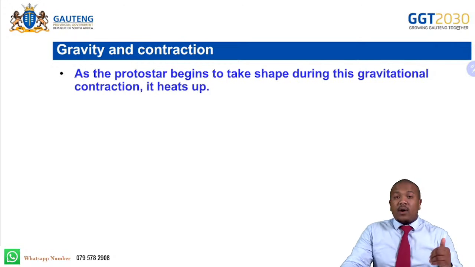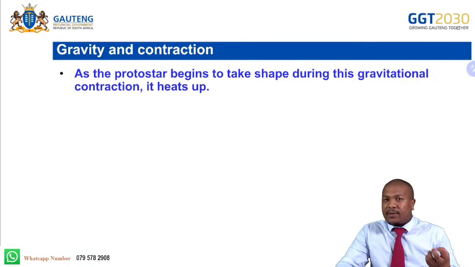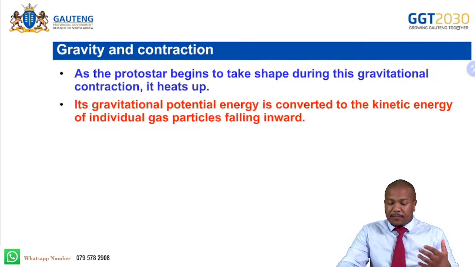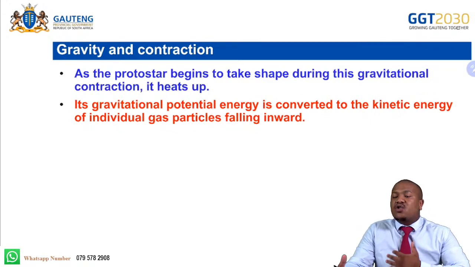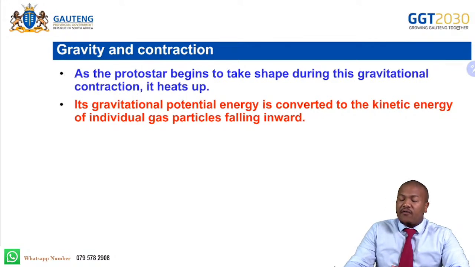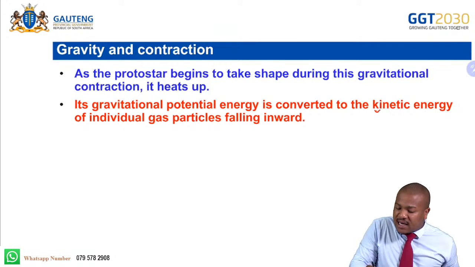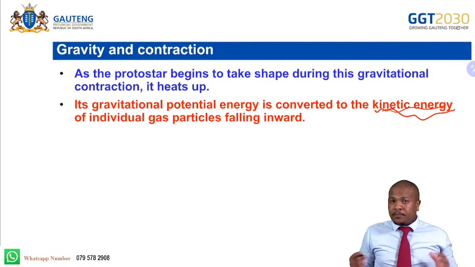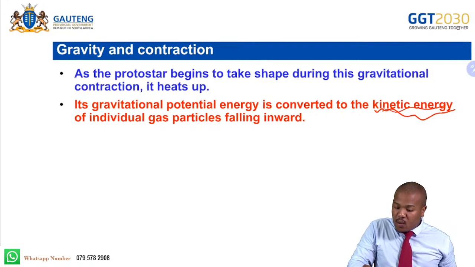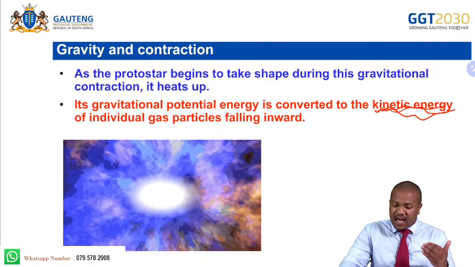What happened? As the protostar begins to take shape during its gravitational contraction, it heats up. Large amounts of heat are released, and its gravitational potential energy is converted to kinetic energy of individual gas particles falling inward. So now, these gas particles and dust particles start to move and bounce all over each other, converting the energy into movement energy, or kinetic energy.